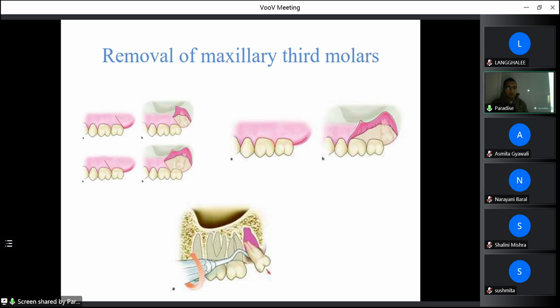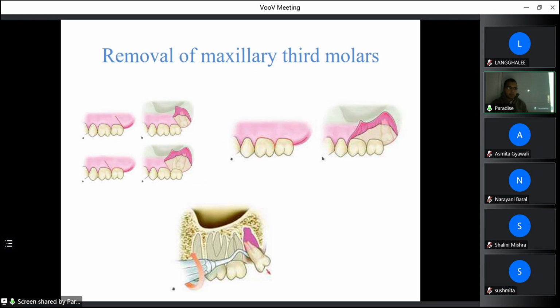Again, the removal of the maxillary third molar is similar to the mandibular third molar. You have to raise the mucoperiosteal flap, and here you have to give the releasing incision. The problem while removing the maxillary third molar is the presence of the buccal fat pad. The buccal fat pad may herniate into the surgical site.